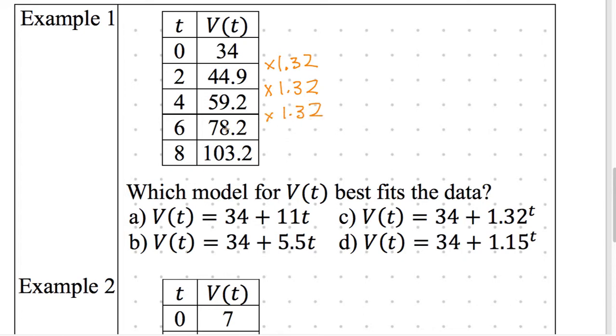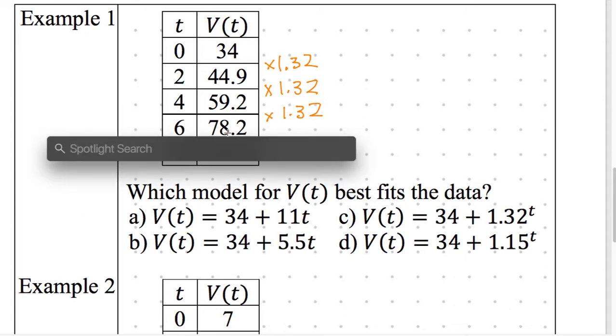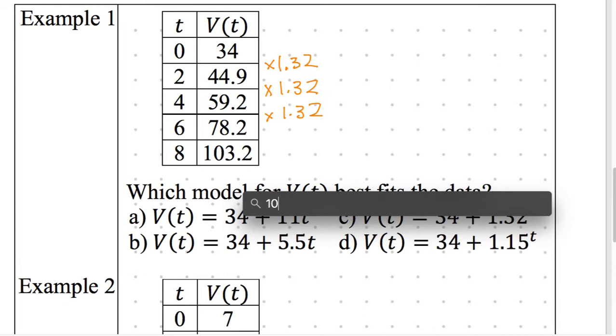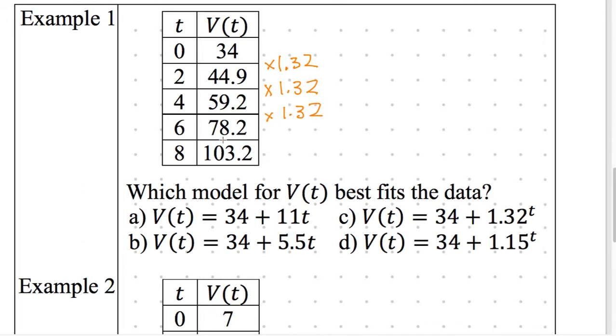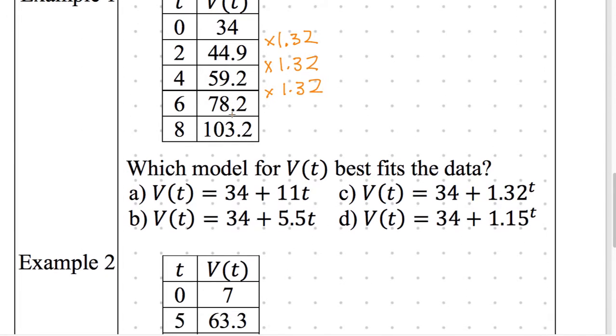And you can check each of these fractions. For example, if I do 103.2 divided by 78.2, I should get about 1.32. Let's check it out. 103.2 divided by 78.2, and I get about 1.32. All of these have the same common ratio. I can do any of these divided by any of the others. All right, so it's not linear.